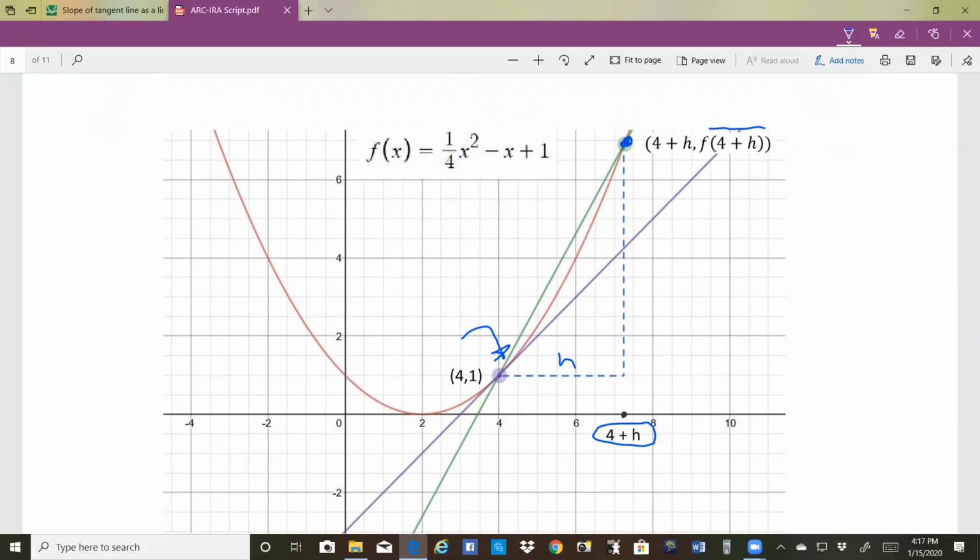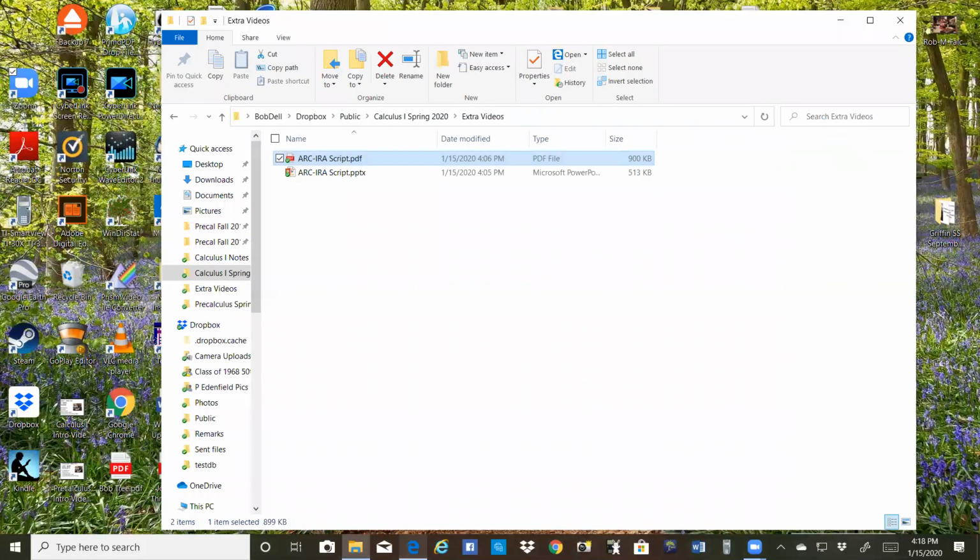And what we will do is calculate the change in the y divided by the change in the x value. And we're going to move this point along. And I was able to find a pretty neat app that allows you to do that.